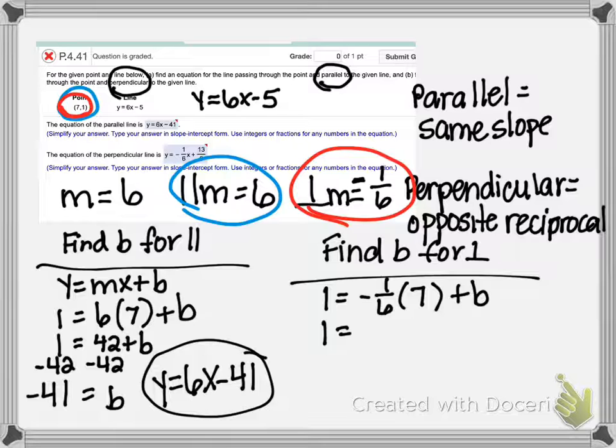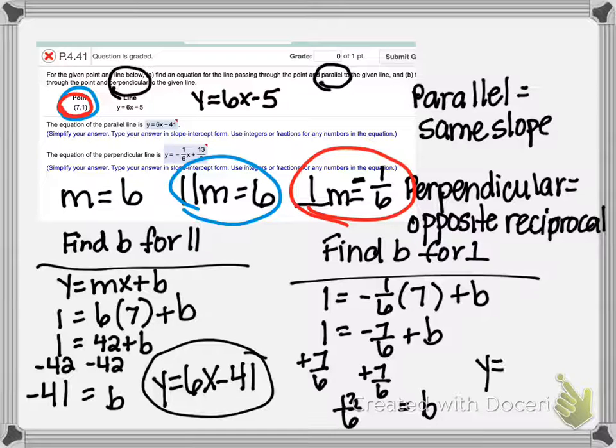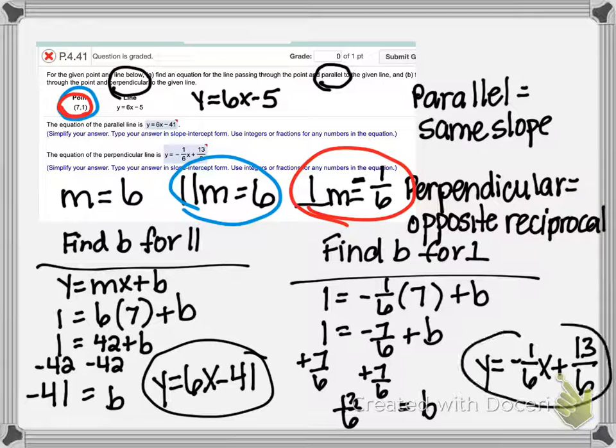Alright, so I have 1 equals negative 7 over 6 plus b, because when we multiply 1 and 7 together, that's what it's going to give me. So I'm going to take 1 and I'm going to add 7 over 6. And you are not expected to do this by hand. You can put it right in Desmos and get the fraction. And b is going to be 13 over 6. So my equation, I'm going to use my perpendicular slope, is negative 1 over 6x plus 13 over 6. And there's my perpendicular equation.